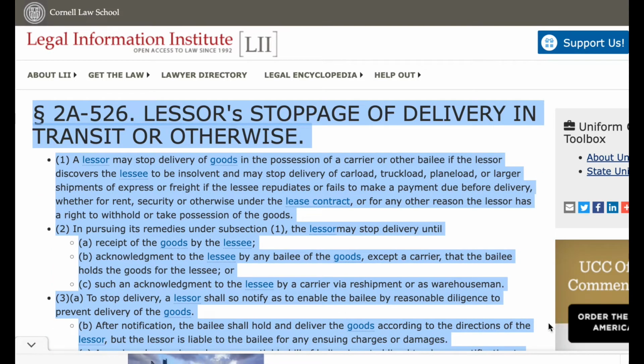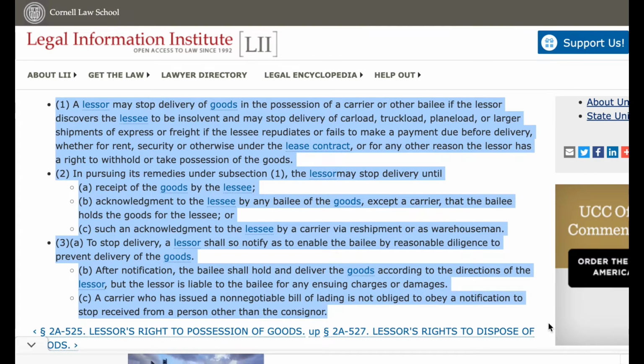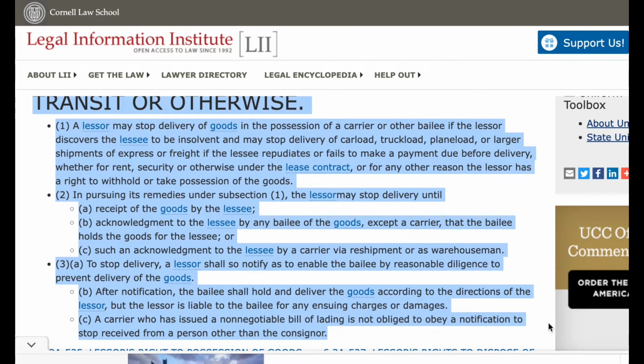Paragraph 2A-526. Lessor's stoppage of delivery in transit or otherwise. 1. A lessor may stop delivery of goods in the possession of a carrier or other bailee if the lessor discovers the lessee to be insolvent, and may stop delivery of carload, truckload, planeload, or larger shipments of express or freight if the lessee repudiates or fails to make a payment due before delivery, whether for rent, security or otherwise under the lease contract, or for any other reason. The lessor has a right to withhold or take possession of the goods.